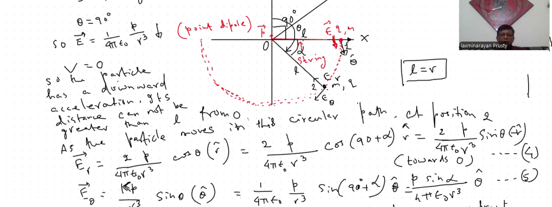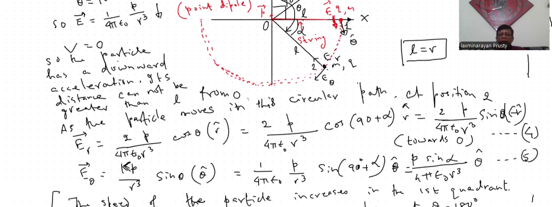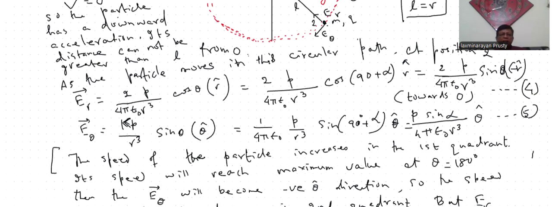2 into K, 1 by 4 pi epsilon 0, P by R cube cos theta, and cos theta is cos of 90 plus alpha, which is minus sin alpha. So 2P by 4 pi epsilon 0 R cube sin alpha, minus R cap. Minus R cap, towards the center. That is pointing to. E theta is Kp by R cube sin theta.